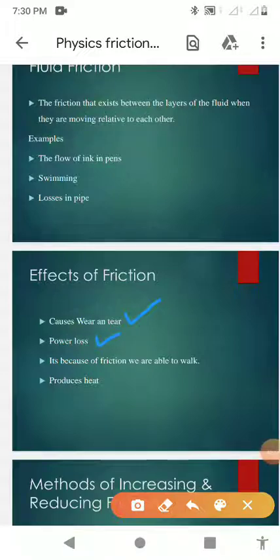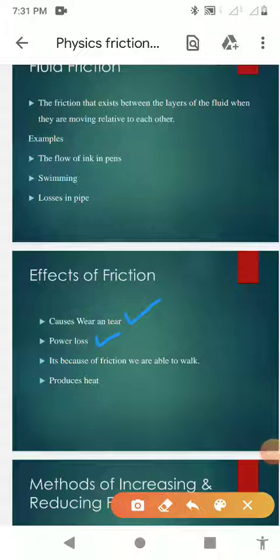As we already know, if there is friction, let us say I'm running a bike, and in the engine part, between the piston and cylinder, or the crankshaft of the engine, if there is a resistance, an obstacle, or a faulty or worn-out bearing, then what will happen? Power loss is there. The actual power we need will not be available to us, isn't it? So power loss is there.